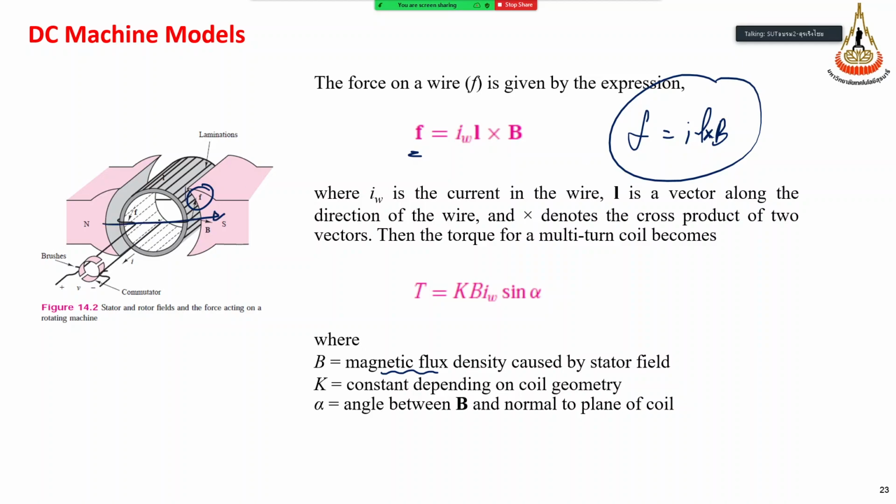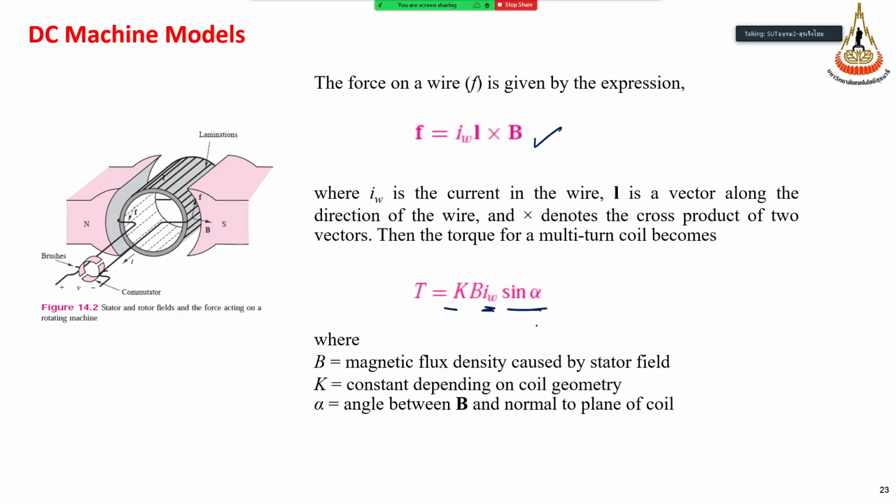The magnetic field flows this way, and the force follows the right hand rule, I L cross B. You may remember some of this. Here is the force. If we compute in terms of torque, the torque for multiple coils will be K B I sin alpha, where alpha is the angle between B and the normal of the plane of the coil, and usually it is close to 90 degrees.